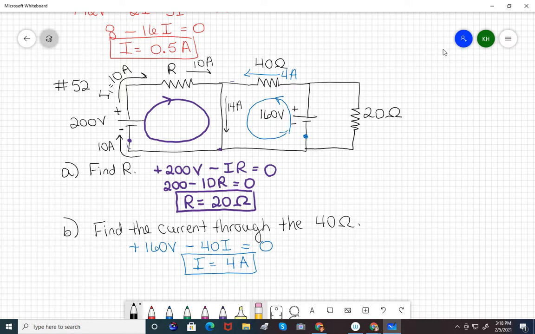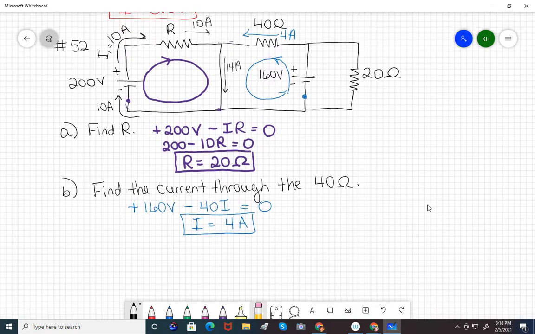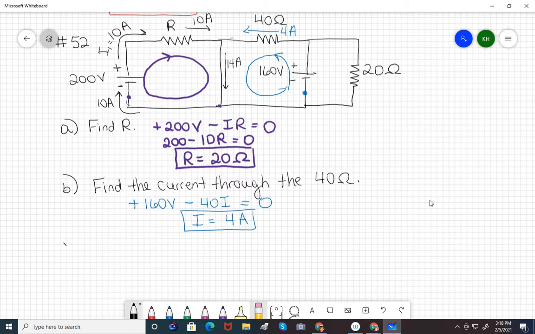Okay, we've answered parts A and B. Let's look at part C. It says, find the power supplied by the 160 volt battery.